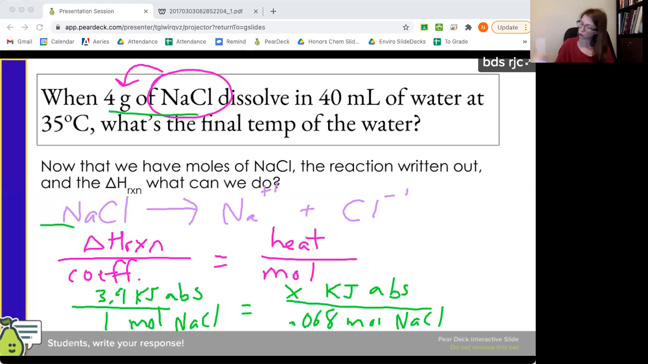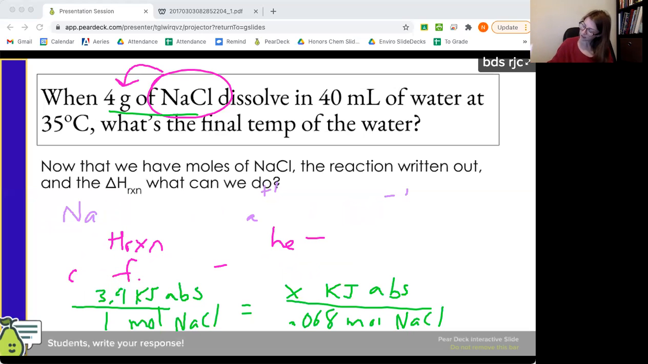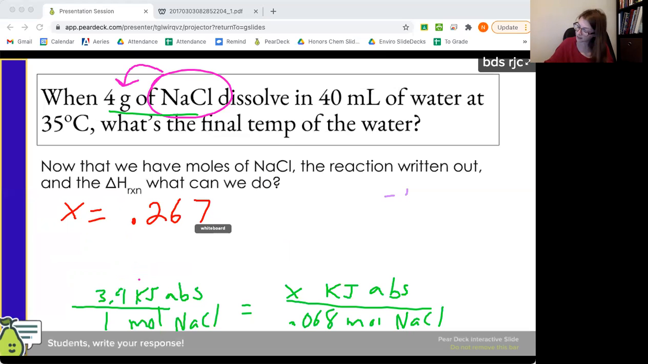Okay, so then I can cross multiply this and solve. Let me just give myself a little more space here. So it turns out when I cross multiply this and solve for x, I get 0.267, and that is the kilojoules of heat that are absorbed by this reaction.